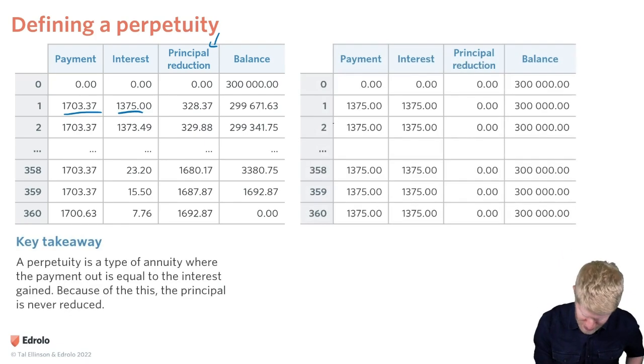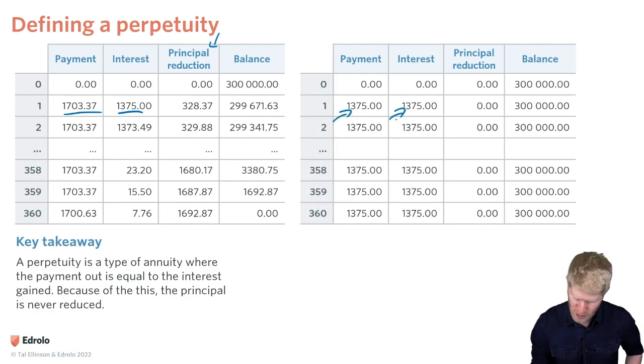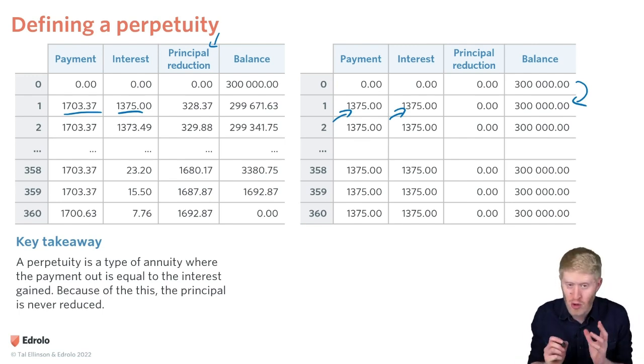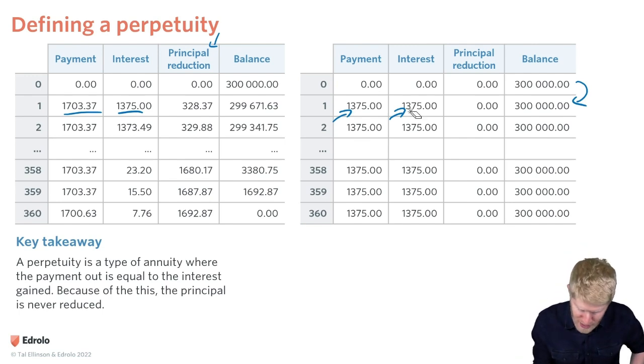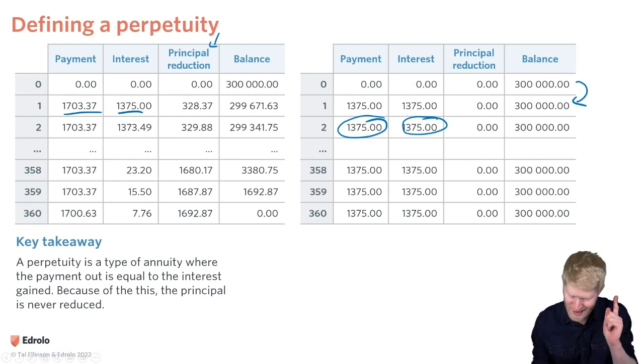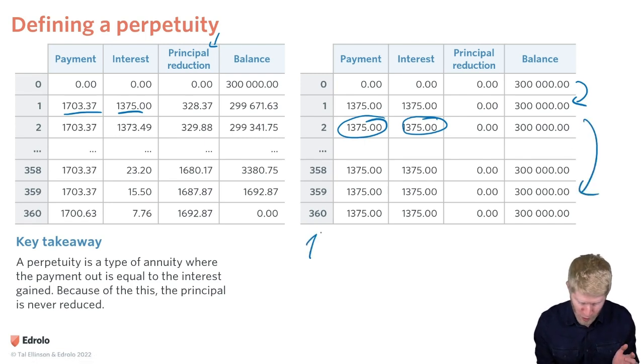$1,375. Look at this. If I just made my payment equal to the very first interest, then I wouldn't reduce my balance at all. It wouldn't drop. It would stay as it was. And then the next month, I would earn an interest of $1,375, and I would only take out $1,375, and I can do that again and again and again forever. I could live for 30 years like this, and I would still have the balance left at the very end.